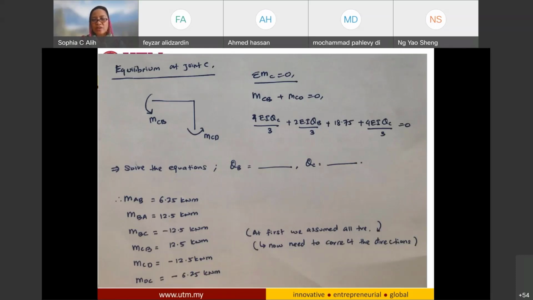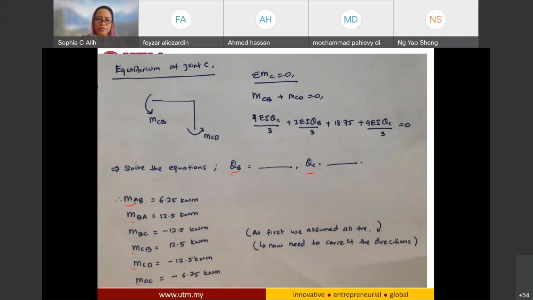Using this equation, and I'm sure you have already learned how to solve this type of equation, you will have the values of theta B and theta C. Using these values, put them into your equation, and you will have your end moments for AB, BA, MBC, MCB, MCD, and MDC. Now, the moment you calculate it, you will see this is 6.25 positive, positive, negative, negative, negative for the others. This is the time when you have to correct the direction that you first assumed to be positive.